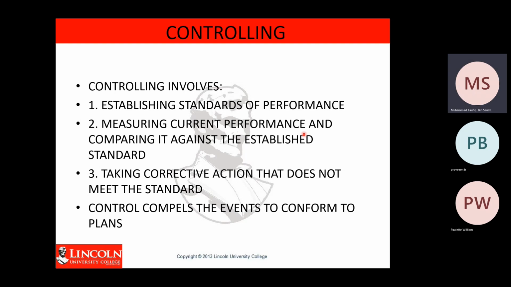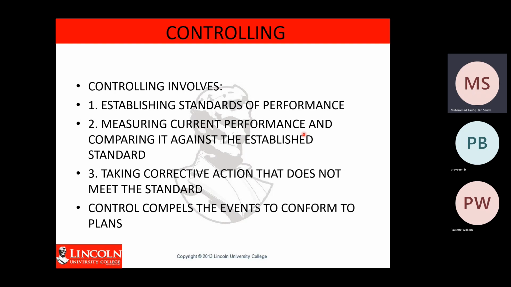And then number two, you must be able to measure current performance and compare it against the established standard. So after you have your standard, when you do the monitoring process, you compare the performance of your team with the standard that you have. And then last, number three, taking corrective action for performance that does not meet the standard. When you do the comparison, you can see whether your team is performing on par with the standard. Either they will perform below the standard, or they will perform above the standard.